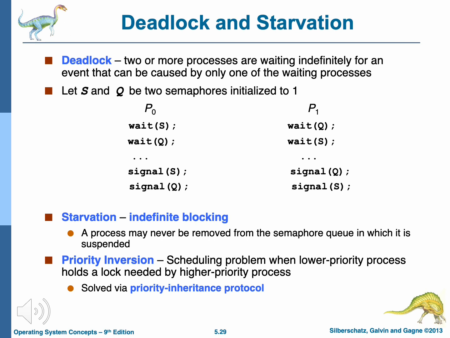Assume that process H needs resource R, which is currently being accessed by process L. Ordinarily, process H would wait for L to finish using resource R. However, now suppose that process M becomes runnable, thereby preempting process L. Indirectly, a process with a lower priority, process M, has affected how long process H must wait for L to relinquish resource R. This problem is known as priority inversion.